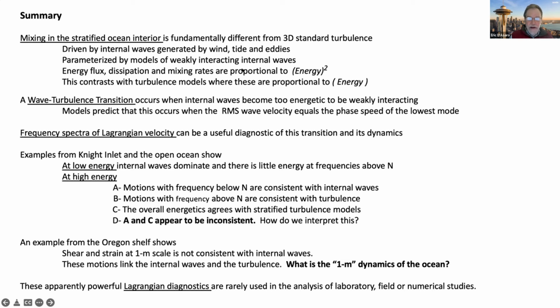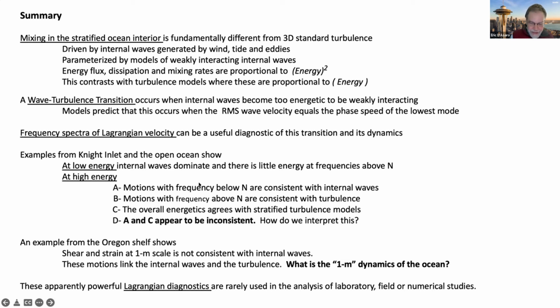Therefore, as I've talked about a lot, there's a transition from waves to turbulence at some energy level, just the energy level, and the energy level is roughly when the RMS wave velocity equals the phase speed of the lowest mode, and that happens at quite high energies in the open ocean. You can learn quite a bit about the nature of the motions by looking at frequency spectra of Lagrangian velocity. I showed you some examples from Knight Inlet and the open ocean. At low energy, these diagnostics show that there's internal waves with not very much turbulence. At high energies, it's much more confusing. Motions with frequencies below N are consistent with internal waves. Motions with frequencies above N are consistent with turbulence, but the overall energetics agrees with stratified turbulence models.